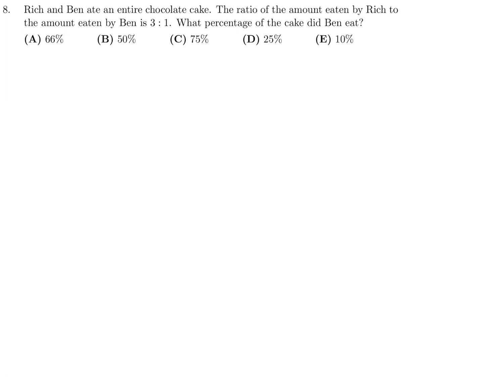Rich and Ben ate an entire chocolate cake. The ratio of the amount eaten by Rich to the amount eaten by Ben is 3 to 1. What percentage of the cake did Ben eat? So Rich to Ben, that ratio is 3 to 1. So in terms of percentages, it looks like this would be 75 and 25, because the total has to be 100%, and this divided by that has to be 3. So now we're just asked what percentage belongs to Ben. Well, Ben is the 25%. So number 8, the answer is D.